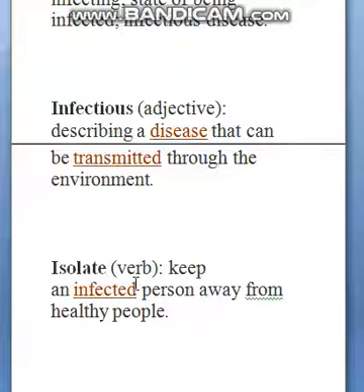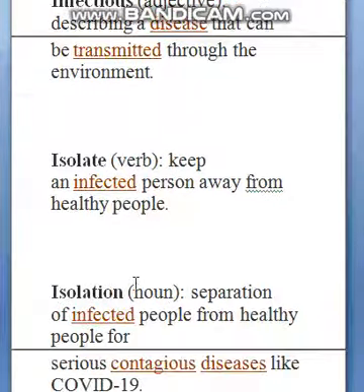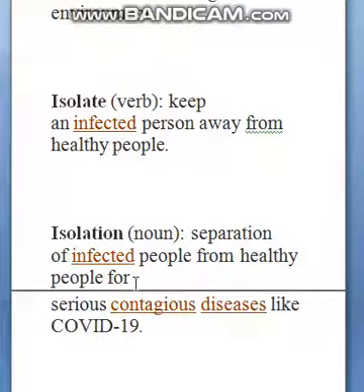Isolate. Keep an infected person away from healthy people. Example, they will isolate anyone suspected of having the disease. Isolation. Separation of infected people from healthy people for serious contagious diseases like COVID-19. For instance, travelers arriving from the infected area were immediately put in isolation.